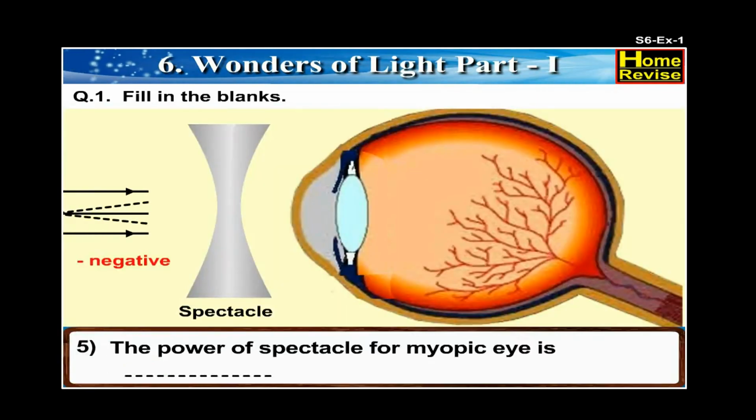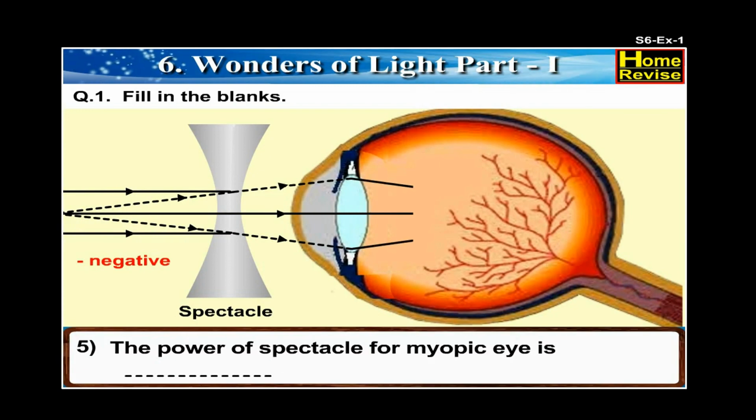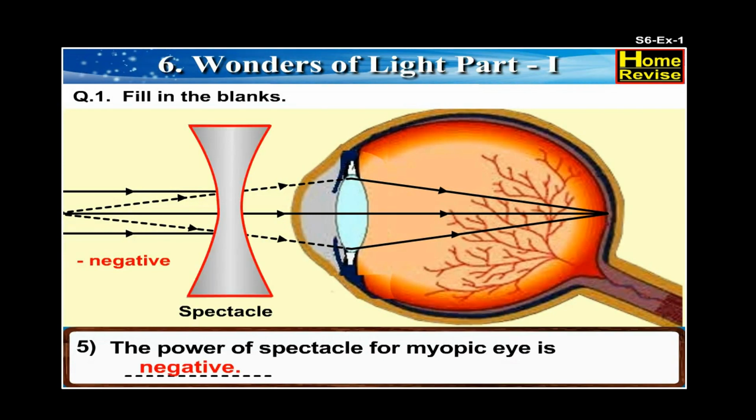5. The power of spectacle for myopic eye is dash. The answer is the power of spectacle for myopic eye is negative.